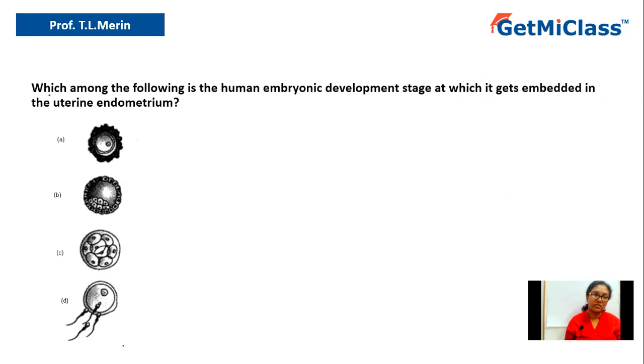Today we are going to solve this question which says, which among the following is the human embryonic development stage at which it gets embedded in the uterine endometrium? Option A, they have given a stage. Option B, they have another stage, the picture of another stage. Then C, there is another stage, and D, again a picture.